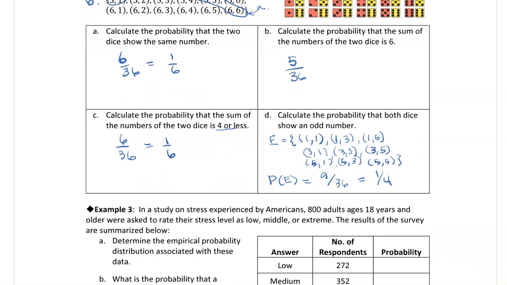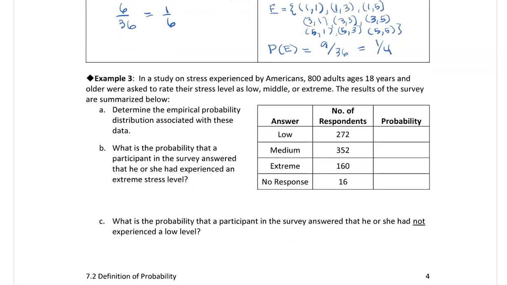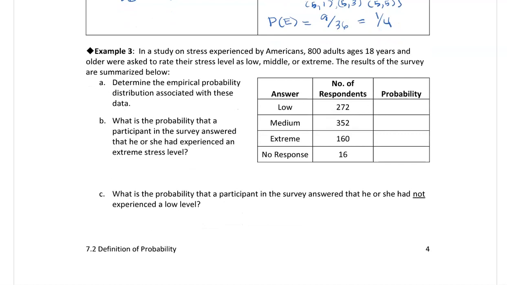All right, so now we're moving on to some examples of empirical probability. We've just been doing a couple of examples involving theoretical probability and uniform sample spaces. So this is an example of empirical probability, which I'm just going to write here. We did 2 examples with theoretical probability. Now we're going to do 2 examples with empirical probability.